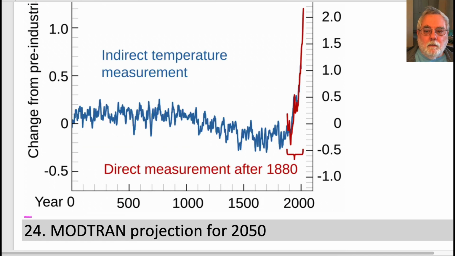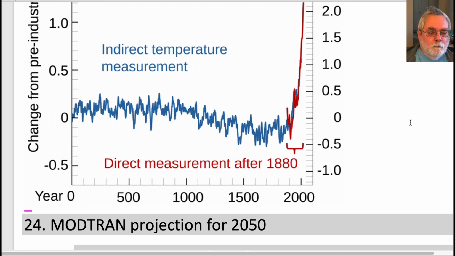Section 24. MODTRAN projection for 2050. Let's see the impact, according to MODTRAN, with its limitations, of continued emissions until 2050 at about the 2023 emission rates. So the business as usual approach. Hopefully the world will reduce these rates, but presently carbon dioxide emission remains high.